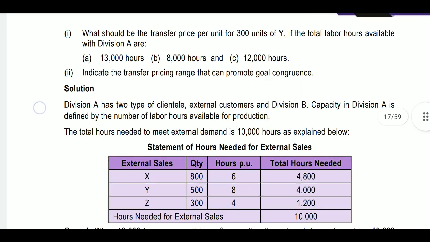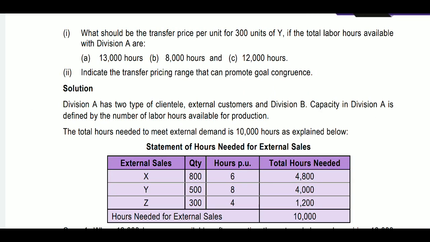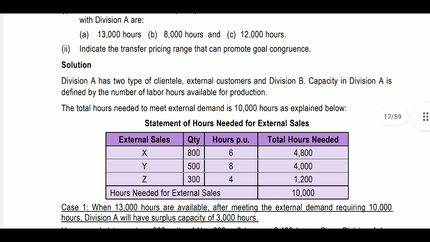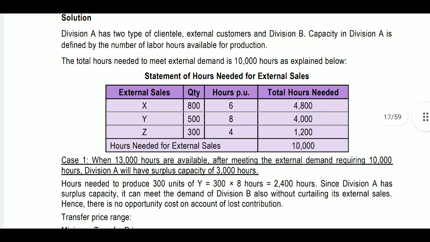Next, division B: the transfer pricing range that can promote goal congruence means we will require a maximum price and a minimum price. Division A has two types of clientele: external customers and division B. If you are working for division B and stopping work for an external client, whatever amount is lost is the opportunity cost. We add it to our marginal cost, and marginal cost plus opportunity cost gives the minimum price. Okay, good.